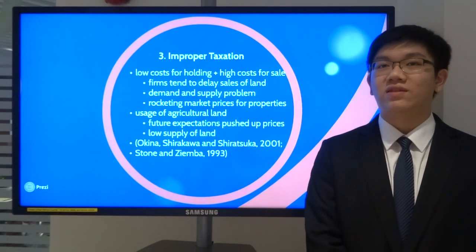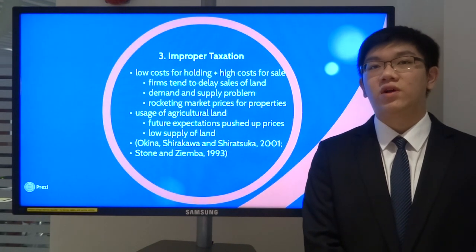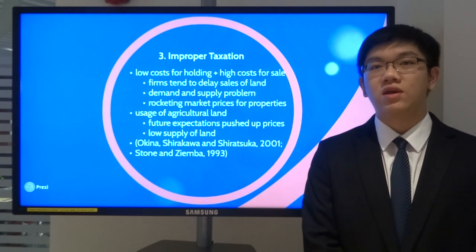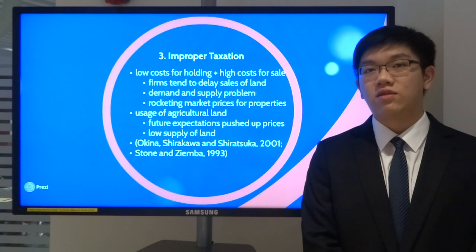One point to add was that agricultural areas were expected to be converted into residential land for sale in order to meet the growing demand for properties. This further pushed up property prices due to future expectations. Nevertheless, as mentioned before, supply of land did not increase as much as anticipated due to tax controls.